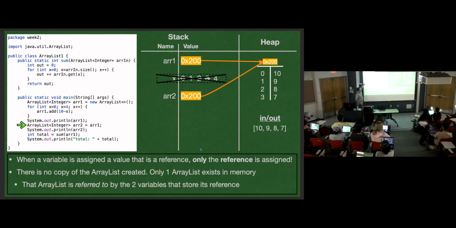We won't see it in this example quite yet. We'll start seeing it later in the semester. But if I modify that array list through either R1 or R2, it's going to affect both of them.